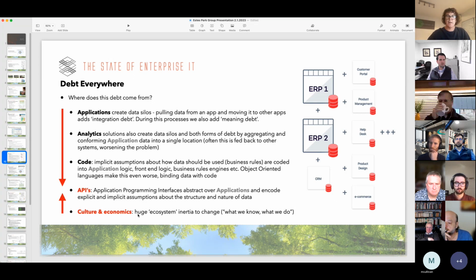But there's also this sort of thing around culture and economics that is holding things back. And we often don't think about the economics in tech, but effectively this is an ecosystem with a massive inertia to change. It's what we know is what we do, and we're not going to change that. And we want to leverage that to do the next thing. But really that repeats the mistakes of the past in this application-centric world.